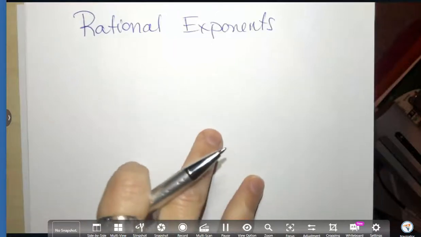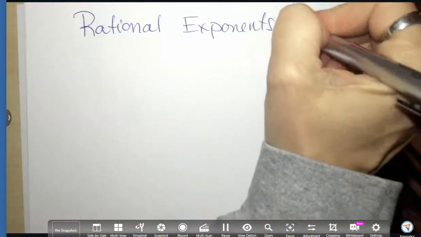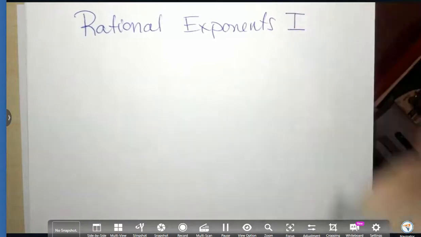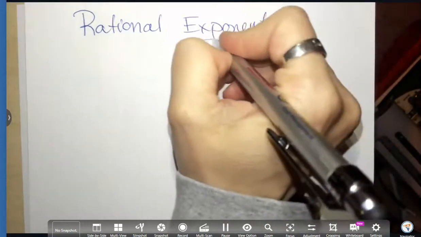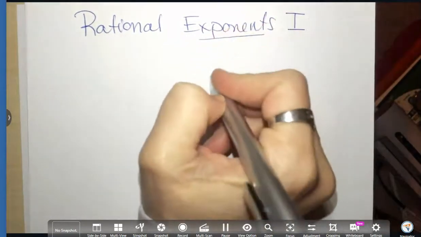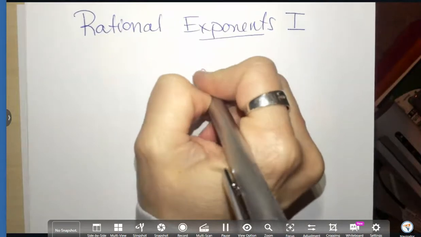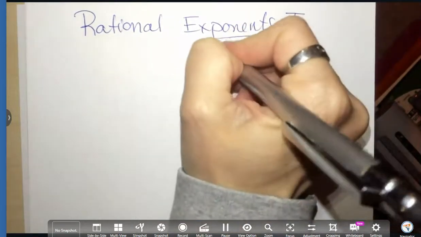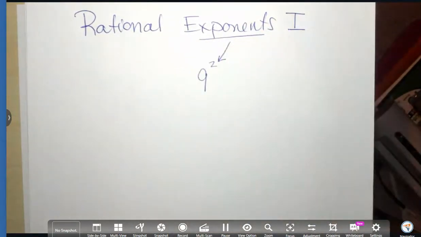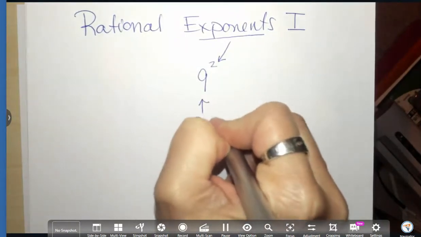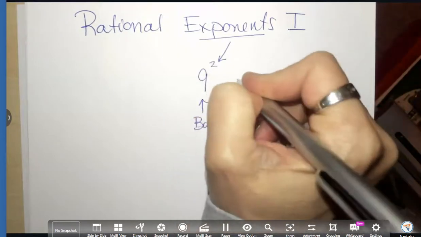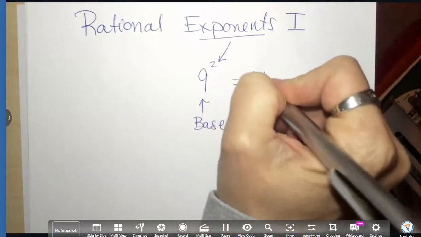This particular video is on rational exponents, and we're going to do the 101 version, or the beginning part of it. So let's think about what those words mean. Exponents, well, we know exponents are things like, say, 9 squared. That exponent would be the square, and this would be considered the base. So 9 squared, we know that's equal to 81.